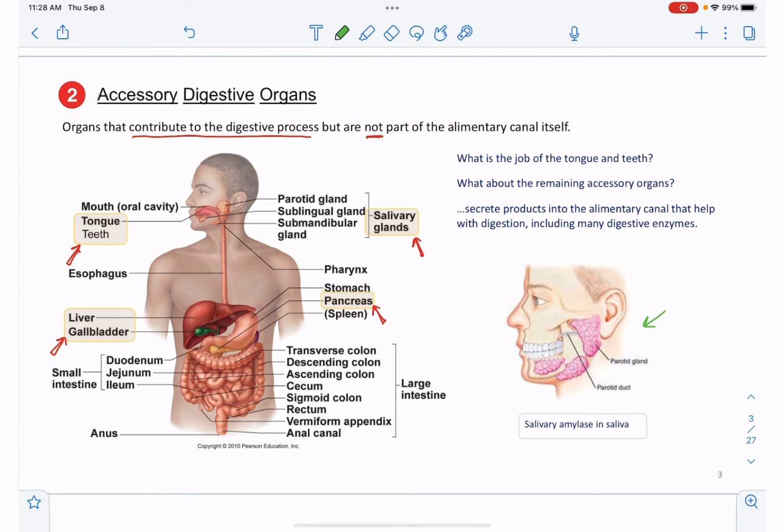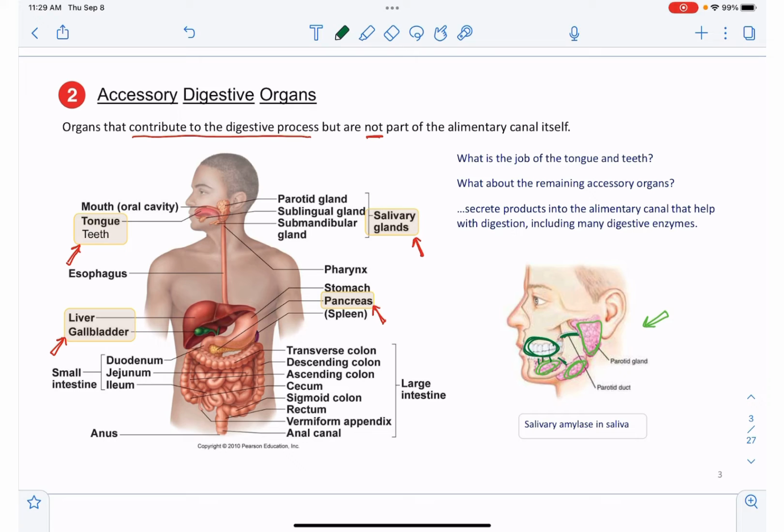here we have the salivary glands. There are 3 of them on each side of the face. We have the parotid gland, the sublingual gland, and the submandibular gland. These are all salivary glands, and they all lie outside of the alimentary canal, in this case, outside of the oral cavity. What they're going to do is produce saliva. And that saliva is going to travel via ducts and be secreted inside of the oral cavity.